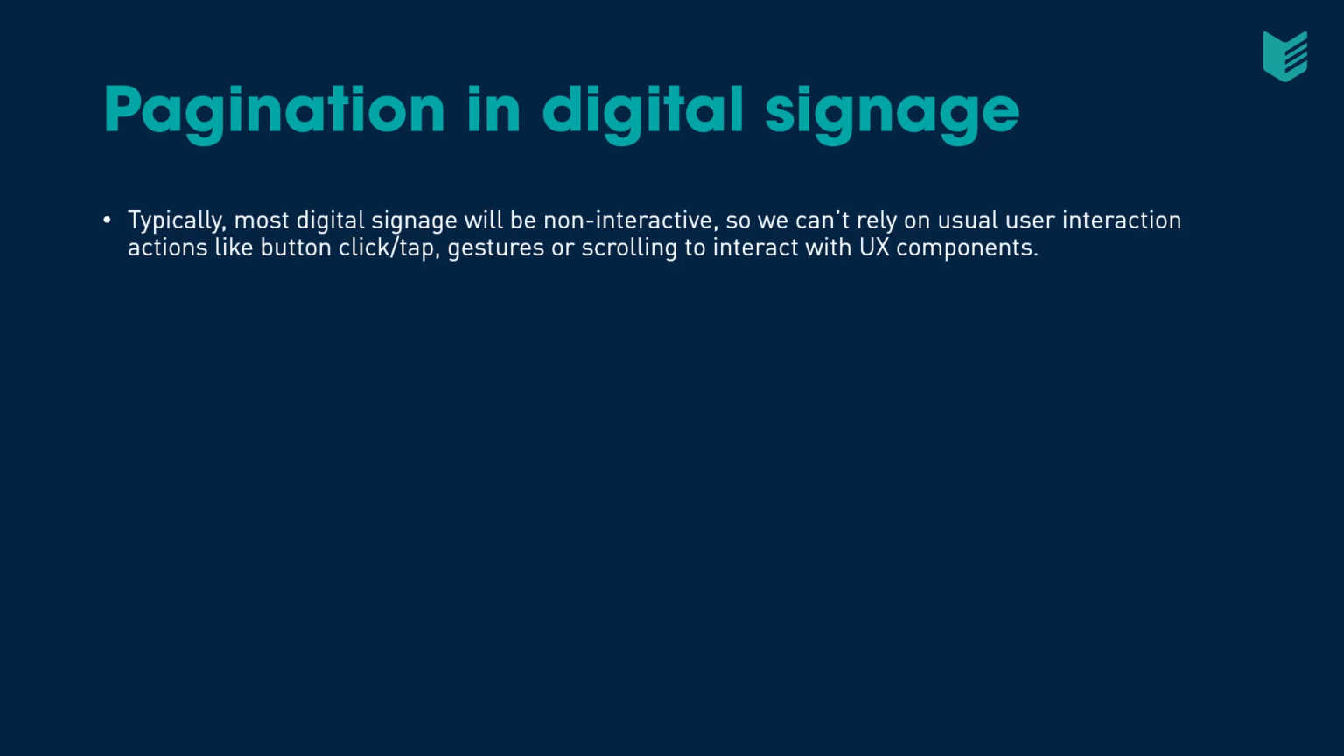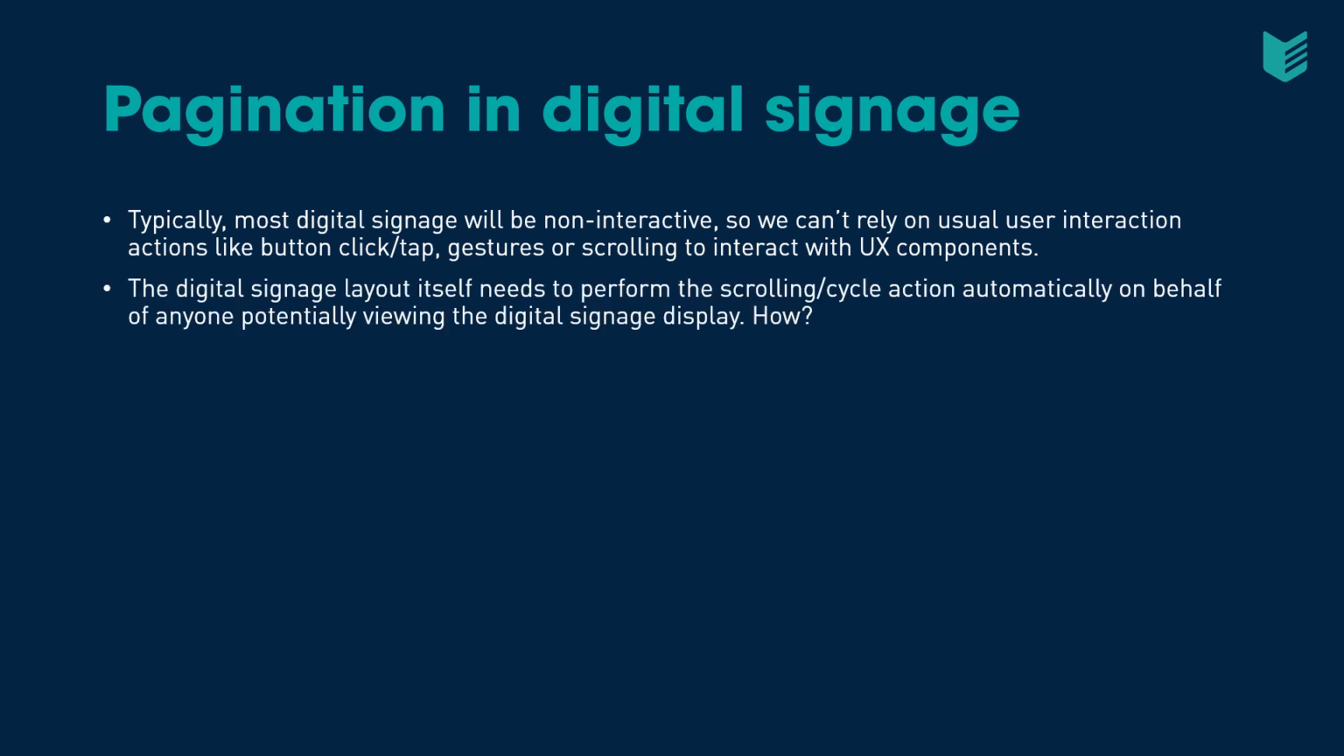So, pagination in digital signage. Applying the concept to digital signage, the typical scenario is that a lot of digital signage is non-interactive. There are of course interactive signage, but in a lot of cases it's non-interactive. So all of the usual user actions and gestures like button clicks, taps, gestures, scrolling, all of those interaction patterns are out the window, because that is the typical user experience on, say, a phone or a laptop, but none of those apply with digital signage.